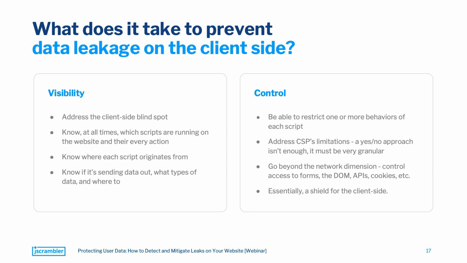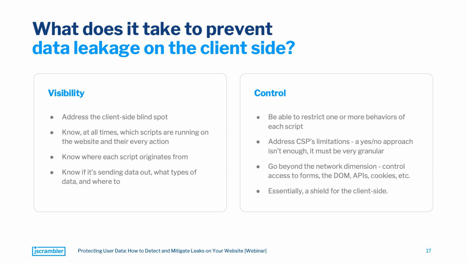Visibility is only part of the solution, really. A preventive approach to data leakage requires having control of all of these different behaviors of our website scripts and being able to restrict these behaviors by default. It's crucial that we have a very granular level of control. Otherwise, we would face the same limitations that CSP has. So instead of completely allowing or disallowing a certain script from running or from connecting to an external server, we must be given a larger set of rules that we can use.